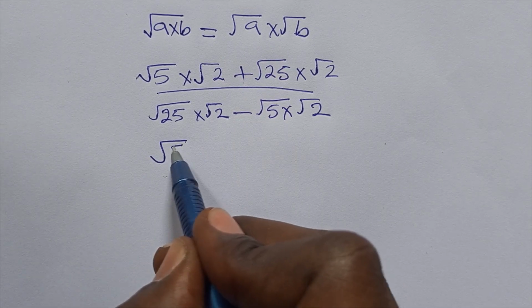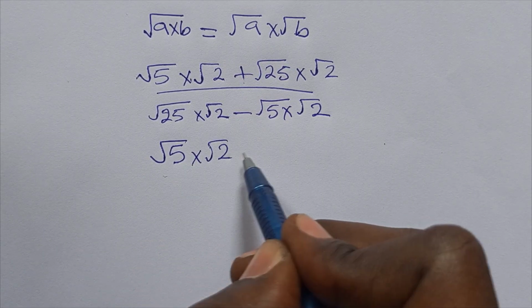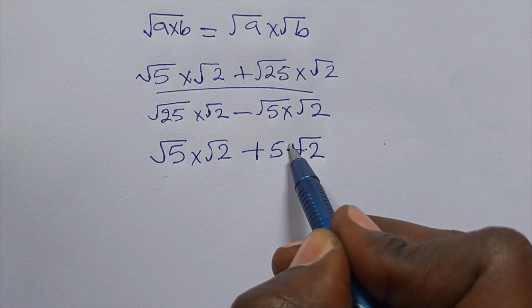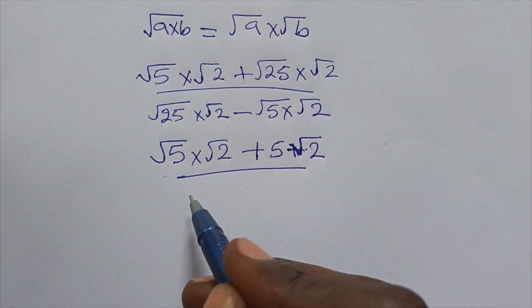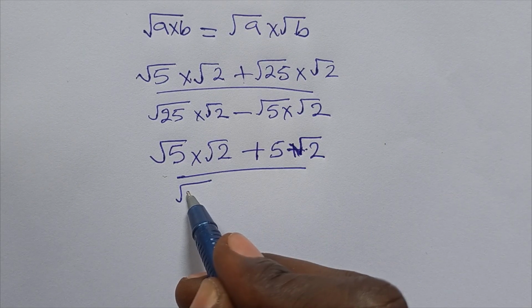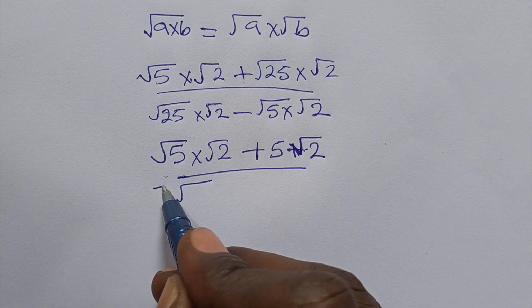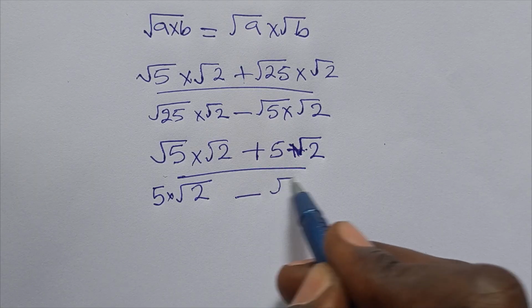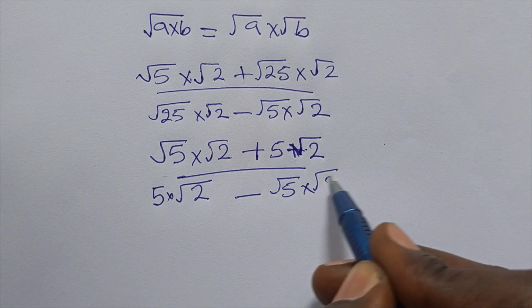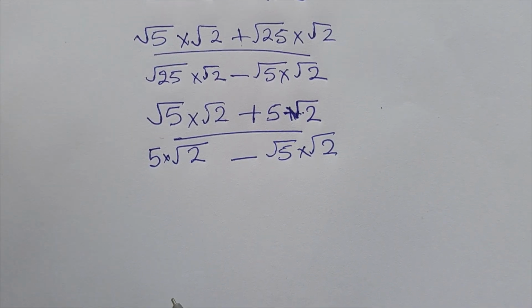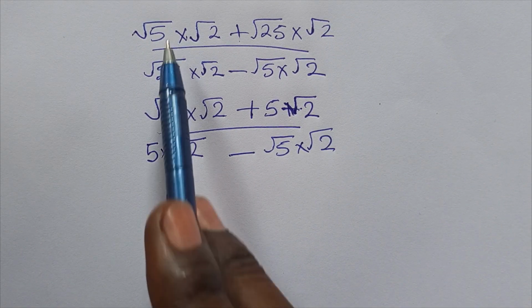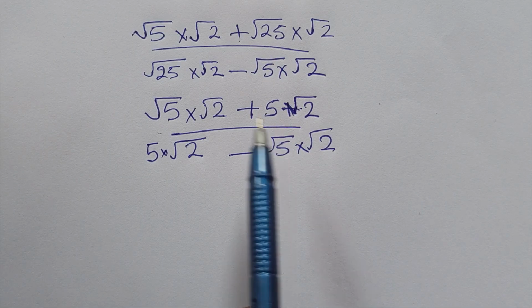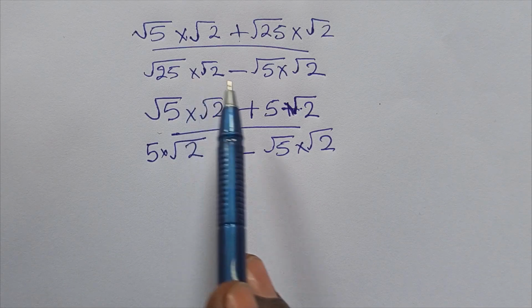So writing this, it is root 5 times root 2 plus 5 root 2, all over 5 times root 2 minus root 5 times root 2. So this is what you have, because here we just simplify root of 25, which is 5, and same here, root of 25 is 5, times root 2.